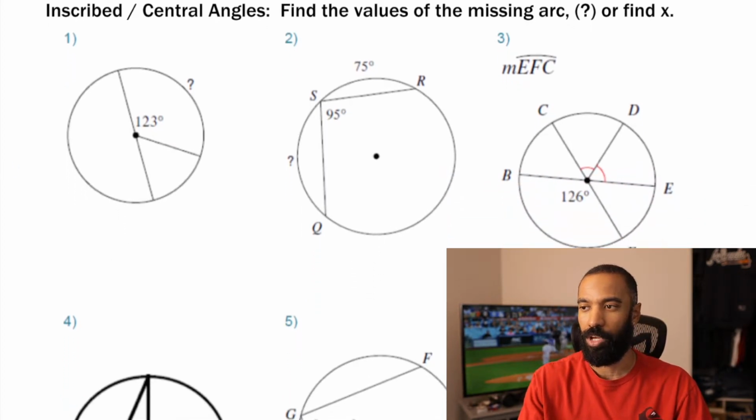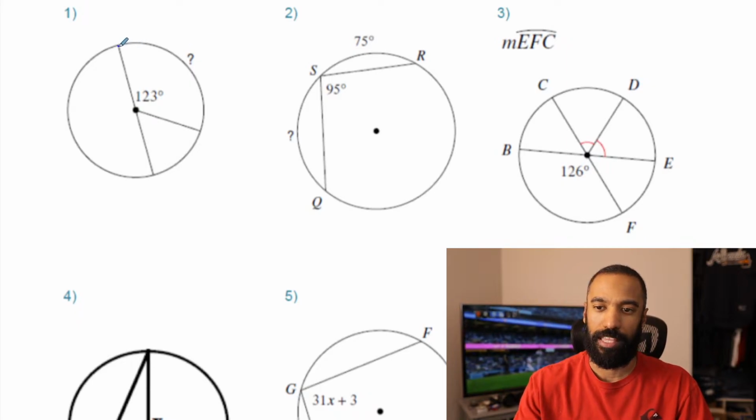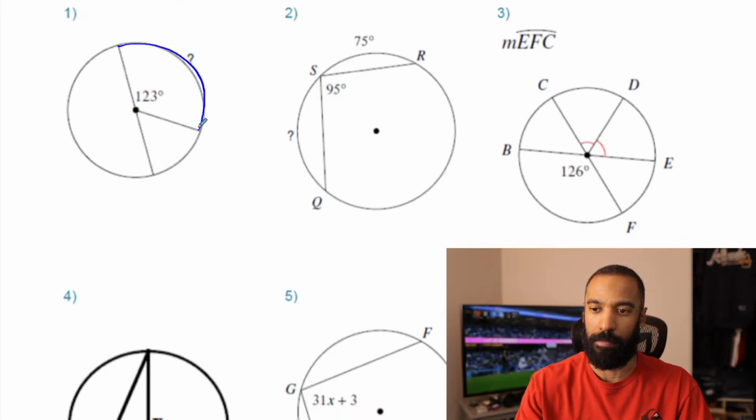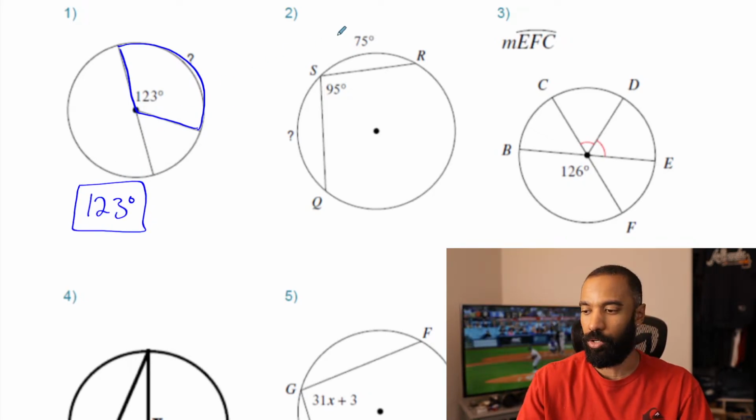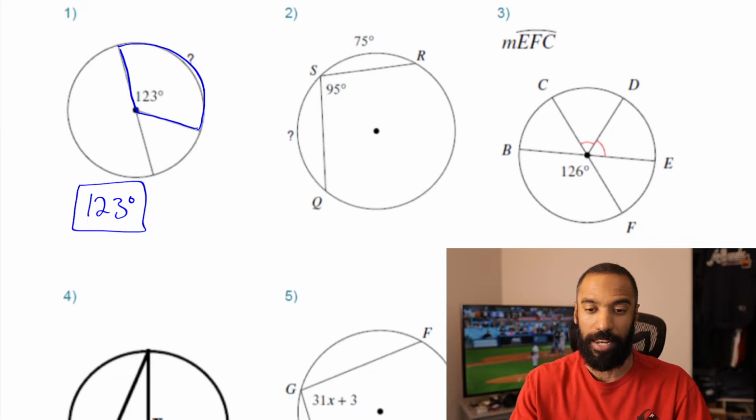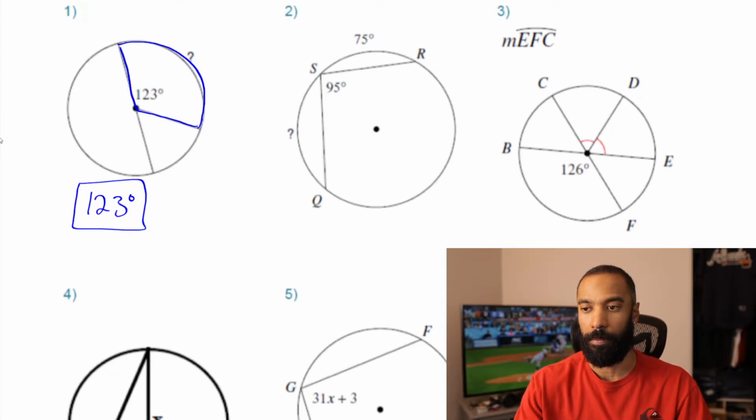to those angle relationships. All right, we're finding the missing intercepted arc measure here for the central angle 123. That means that is also 123 degrees right there, because central angle measures and their intercepted arcs are equal.